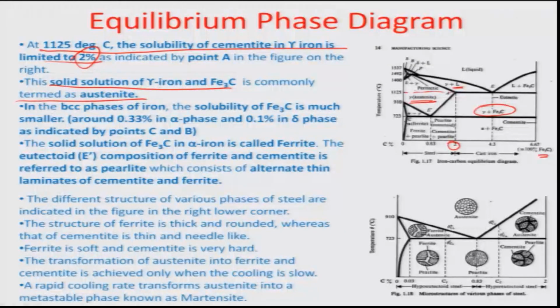In the BCC phase of iron, the solubility of Fe3C is much smaller, around 0.33%, as you can see here. This is the BCC phase of the iron, so we call it ferrite. And the moment the percentage increases to anywhere more than 0.33% carbon, again the pearlite starts coming out.